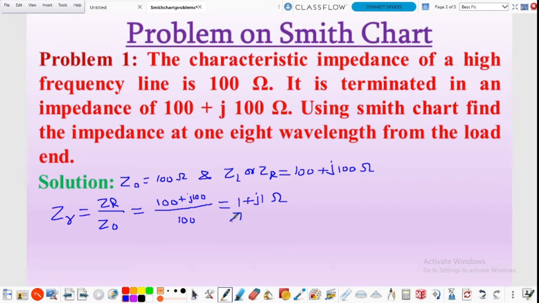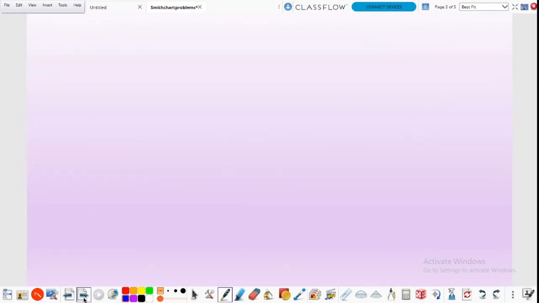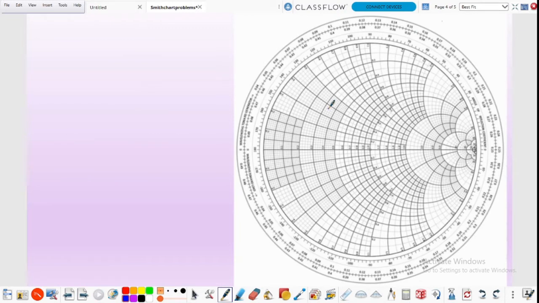So this is the resistance value, R is equal to 1, and this is the reactance value, X is equal to 1. This is the real part of the impedance, and this is the imaginary part of the impedance. So mark this normalized impedance value on this Smith chart, and this is the Smith chart.